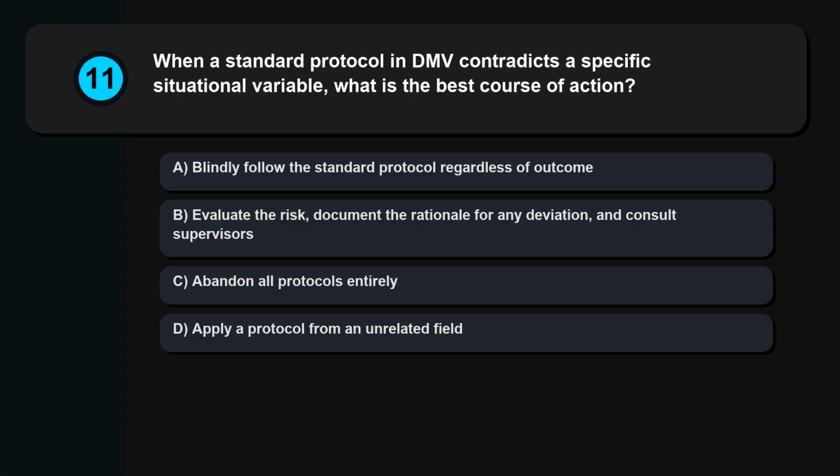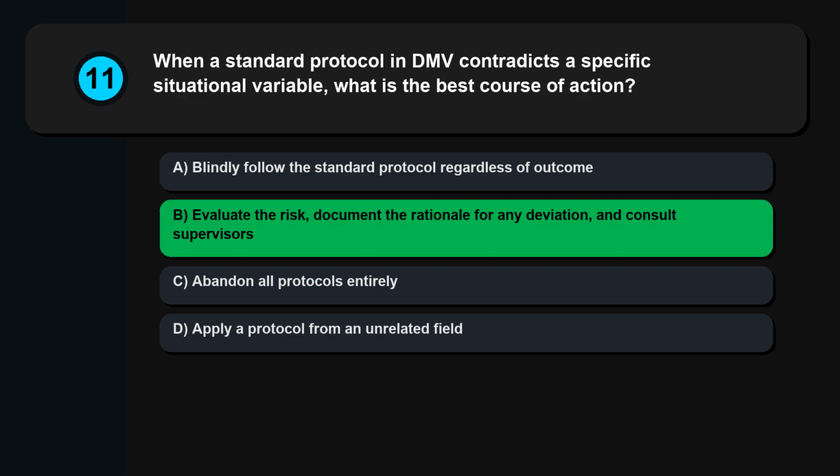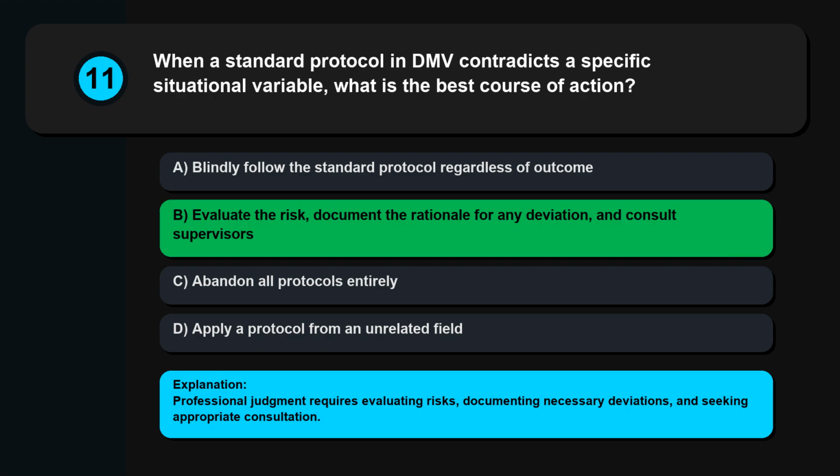Question 11. When a standard protocol in DMV contradicts a specific situational variable, what is the best course of action? Blindly follow the standard protocol regardless of outcome. Evaluate the risk, document the rationale for any deviation, and consult supervisors. Abandon all protocols entirely. Apply a protocol from an unrelated field. Professional judgment requires evaluating risks, documenting necessary deviations, and seeking appropriate consultation.